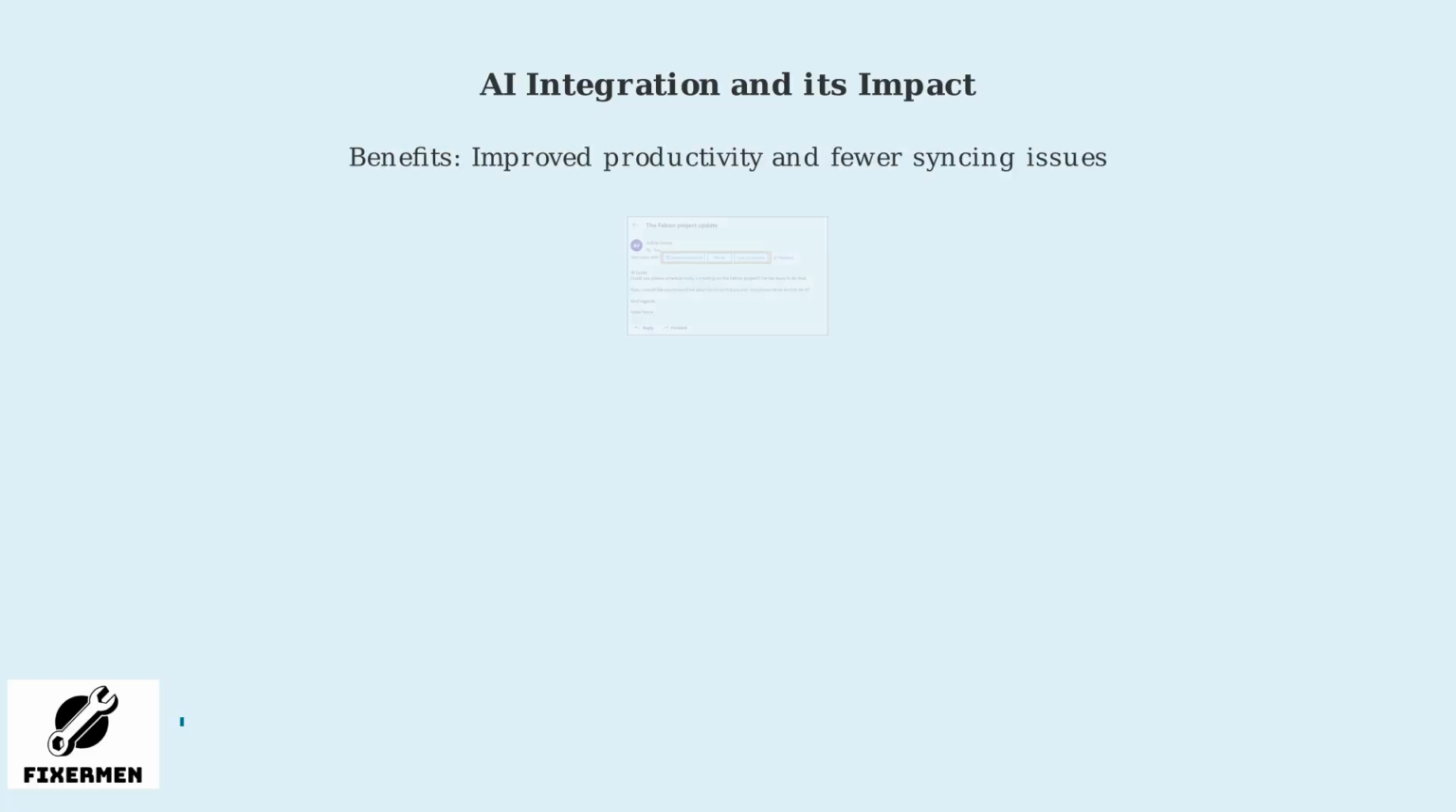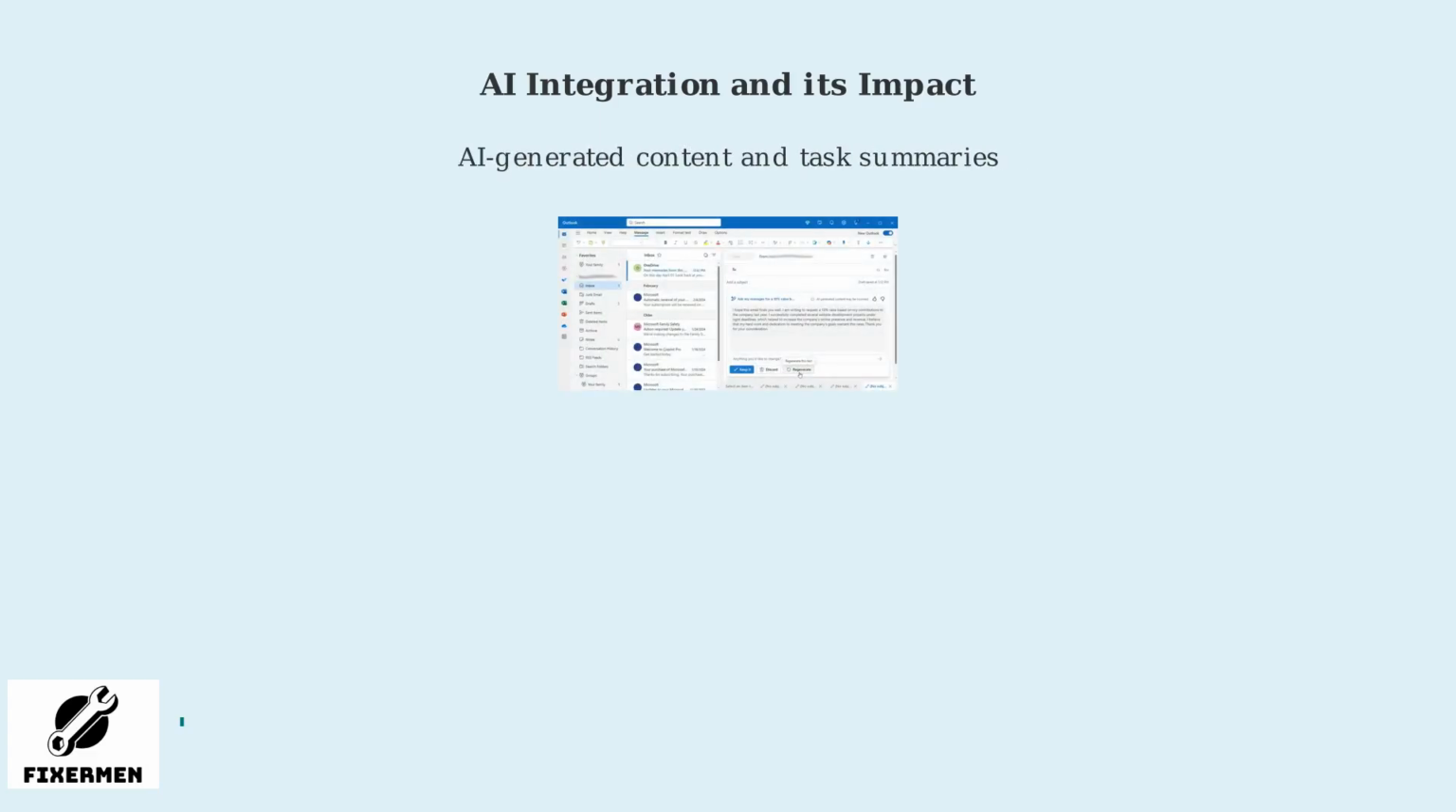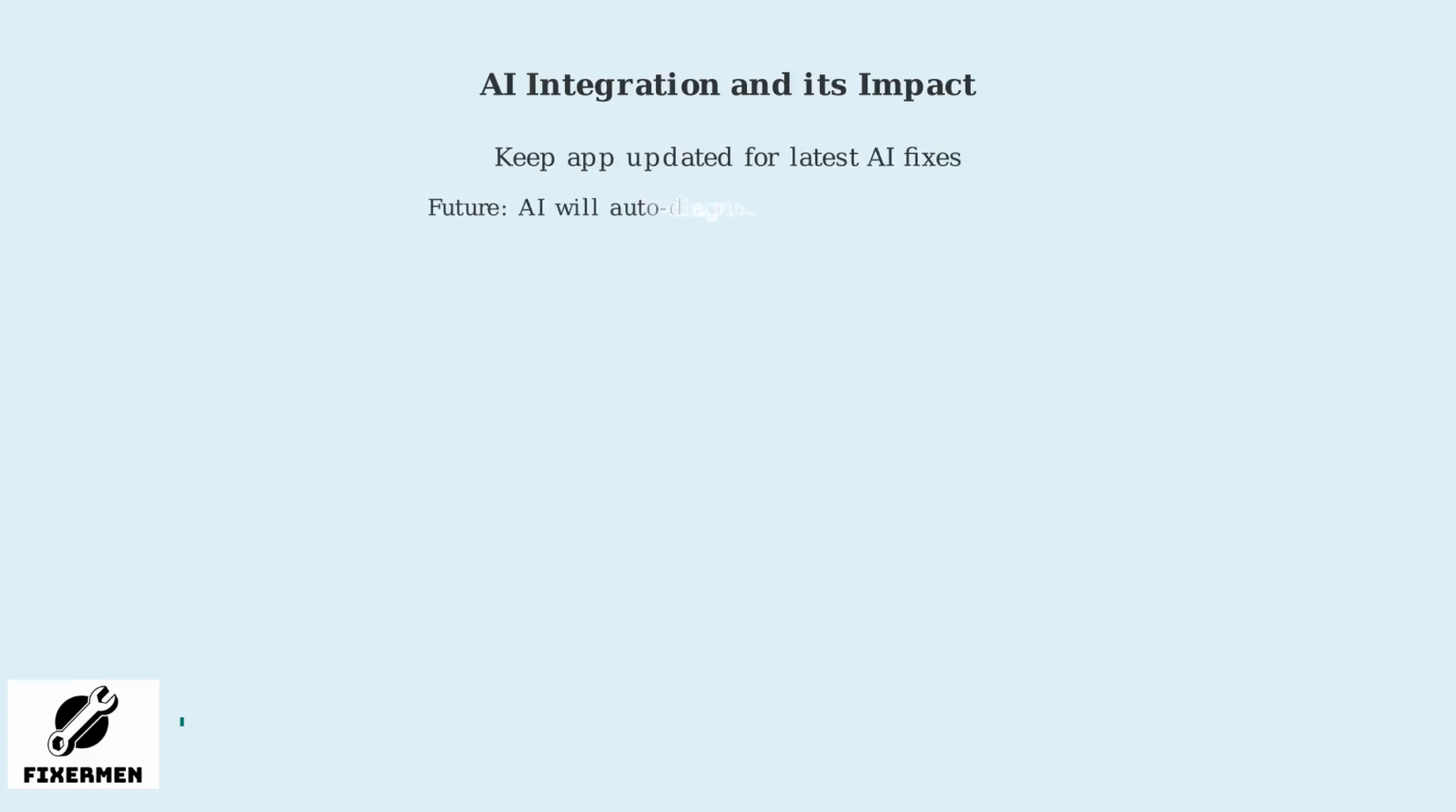AI integration has reduced some user-reported bugs, with 40% fewer syncing complaints in AI-enabled versions. Features like smart replies help users respond quickly. However, AI features might introduce new bugs, especially on older hardware where AI-generated notifications can fail. Examples include AI-generated email drafts and task summaries, which can streamline workflows but may require compatible hardware. To benefit from these features, keep your Outlook app updated. In the future, AI will help auto-diagnose and fix 70% of bugs by 2027.